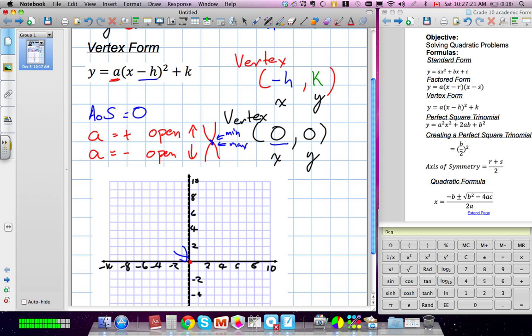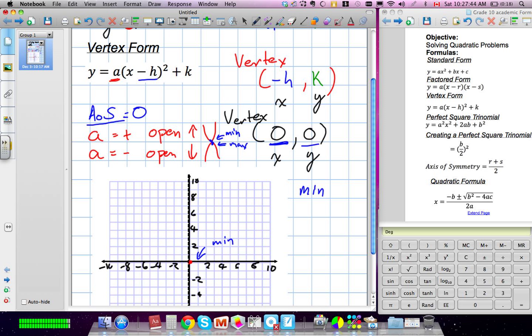State the min or max y value. What is the y value of our minimum? What is y equal at this point? 0. So just like the axis of symmetry was the x value of the vertex, your minimum is the y value of the vertex. Okay, so our minimum is 0 in this case.